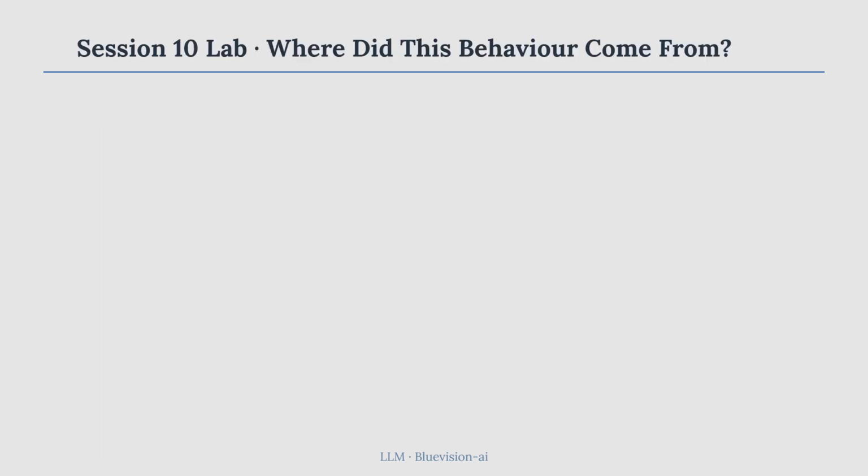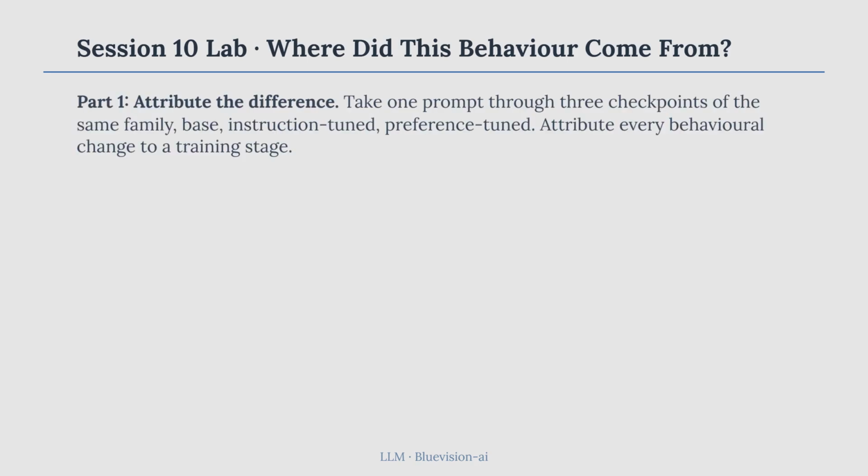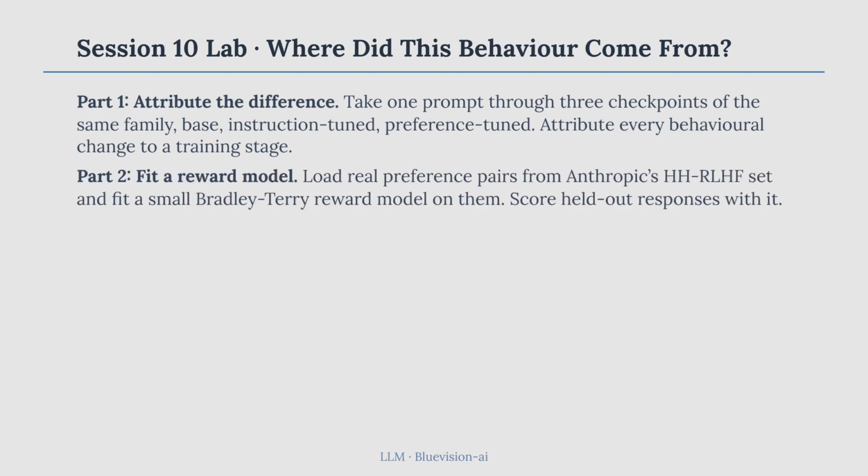And here's what you'll do yourselves. Part 1. You'll take one prompt through 3 checkpoints of the same model family. The base model, the instruction-tuned one, the preference-tuned one. Every difference you see, you attribute to a stage. It's slide 8, on real weights. Part 2. You'll load real preference pairs from Anthropic's HH-RLHF set and fit a small Bradley-Terry reward model on them, using the loss we wrote by hand. Then you'll score held-out responses with it.